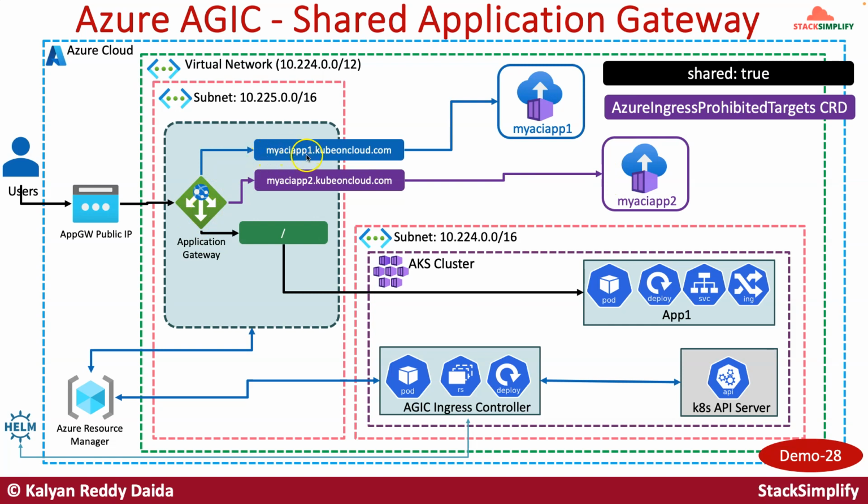So when we access myACI app1.kubeoncloud.com via browser, the request comes to this application gateway, and from there it will go to myACI app1. The same happens for myACI app2, where the request will go to myACI app2. In addition, if you access the application gateway public IP with root context, then the request will come to app1. And here we are also going to learn an important concept called Azure Ingress Prohibited Targets CRD. So that we are going to learn in detail.